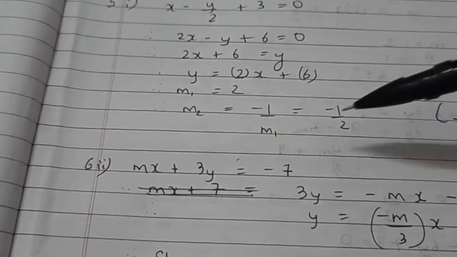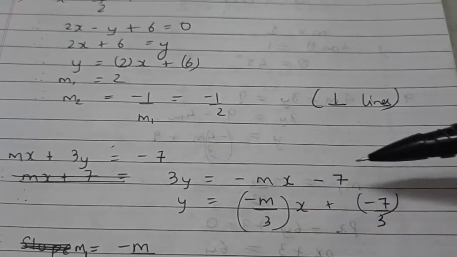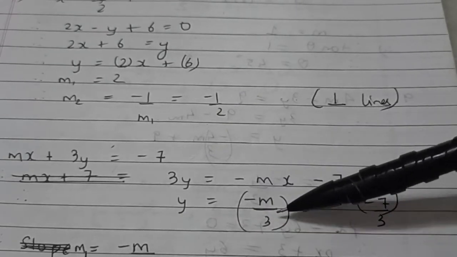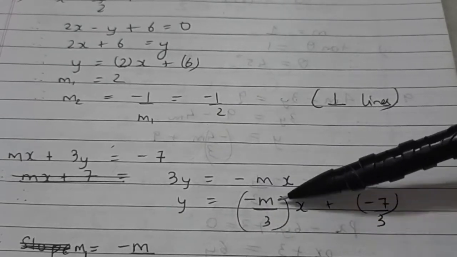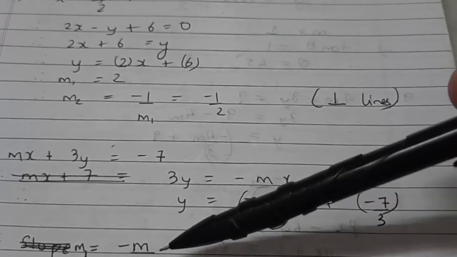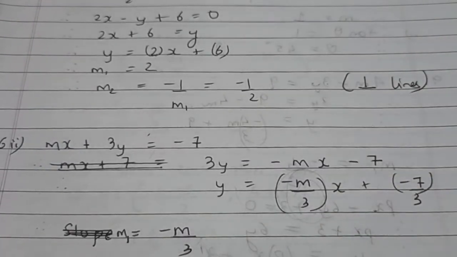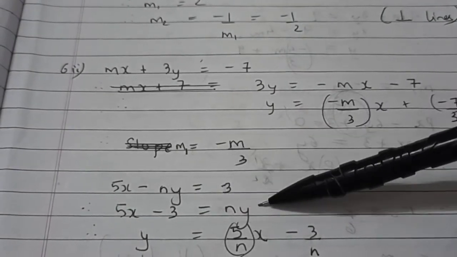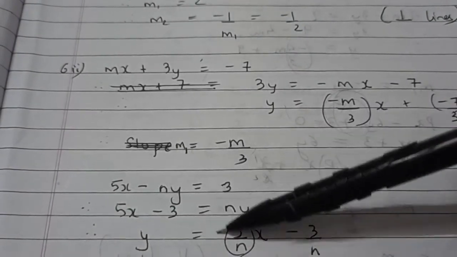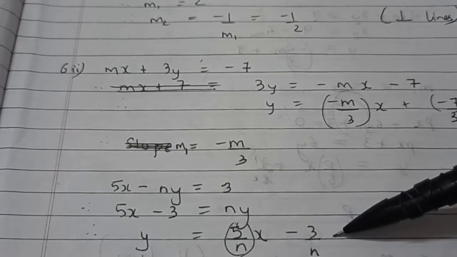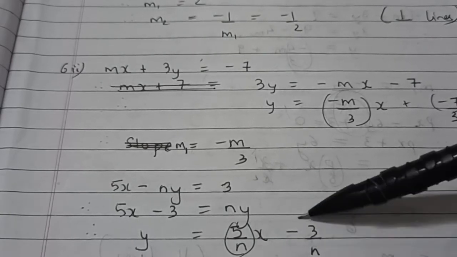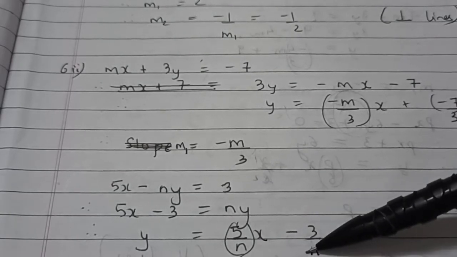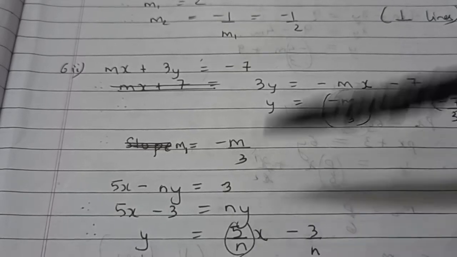Equation number 1, converted into the standard format, I'm getting y is equal to this x plus this. So this is the slope. That is m1, first slope. Similarly, second equation is given. Rearrange the terms and convert it into the format y is equal to mx plus c. Anyway, the intercept is not of any use in this sum. This is the slope 5 upon n.